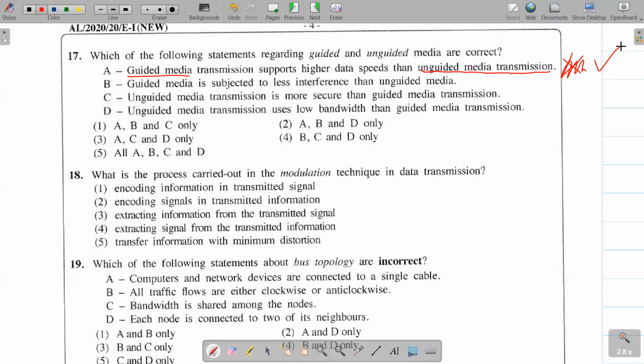And B says guided media is subject to less interference than unguided media. If A is correct, then option four is eliminated. Guided media is subject to less interference than unguided media. Yes, because guided media can give protection. If you think about the shielded twisted pair, STP, the shield reduces interference. So comparatively, yes, that is true.